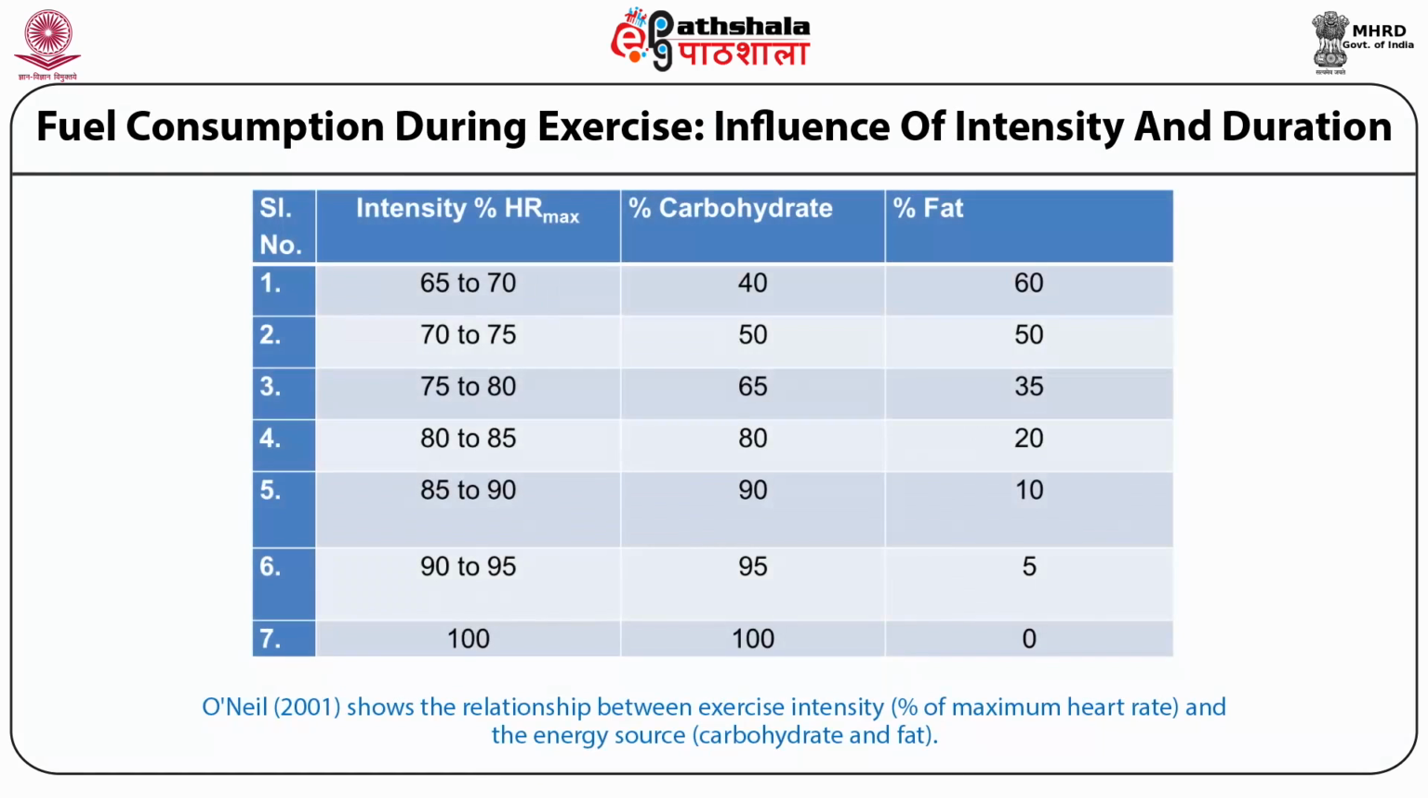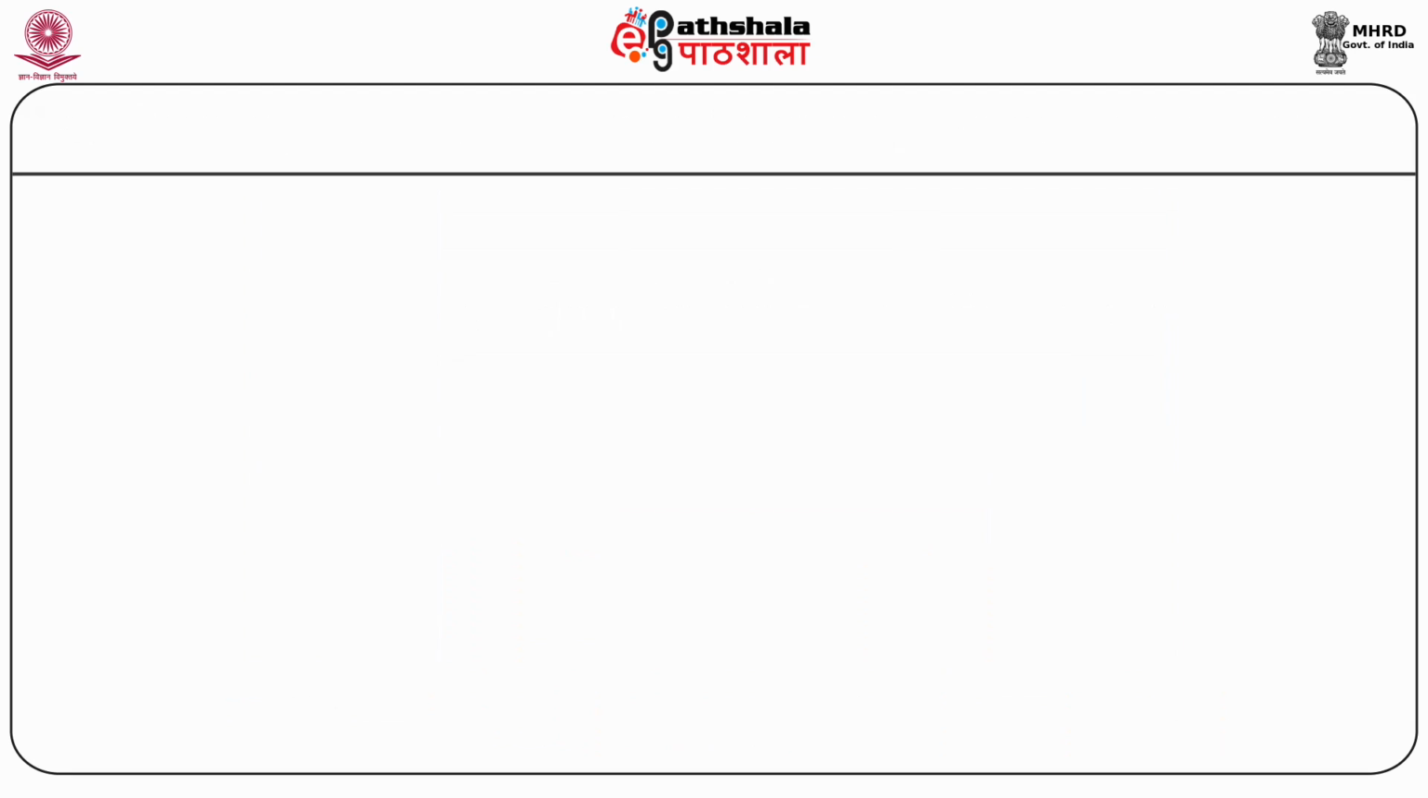This table shows us the fuel consumption during an exercise, which shows us the influence of the intensity and the duration of the exercise. Here we can see that with the change in the intensity of the exercise, the type of fuel consumed also differs, as it can be clearly seen from this table that there is more consumption of carbohydrate and lesser or declining consumption of fat with the increase in the intensity of the exercise.